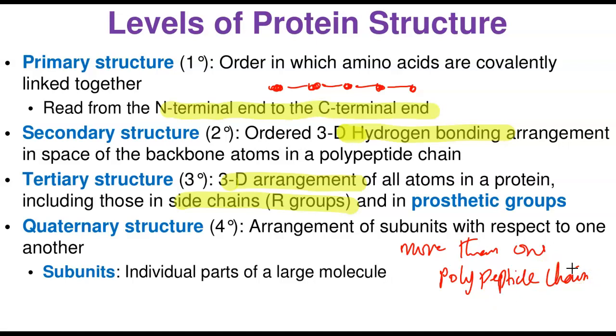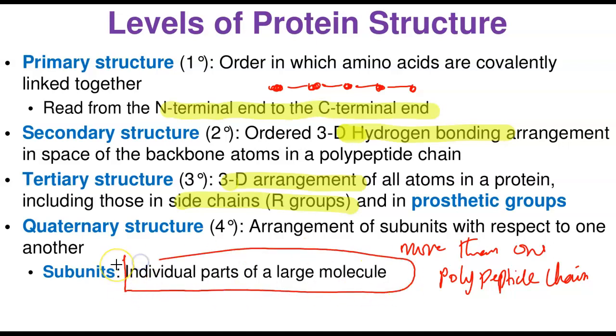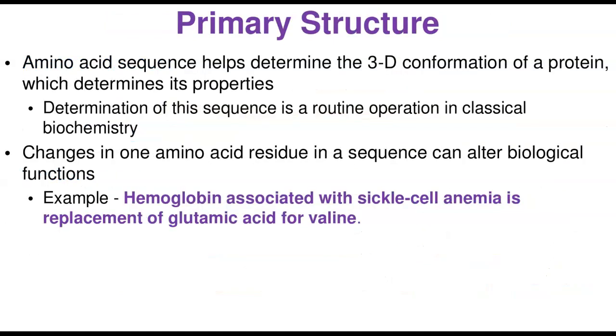They also form those bonds that stabilize the tertiary structures. And in fact, the same types of bonds stabilize both the tertiary and the quaternary structures. All right. So a subunit simply means an individual part of a large molecule. Like I said here, each polypeptide chain is called what? It's called a subunit. So let's now begin to take them one after the other.